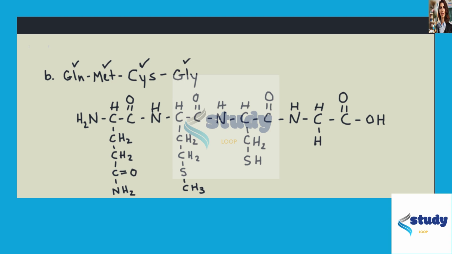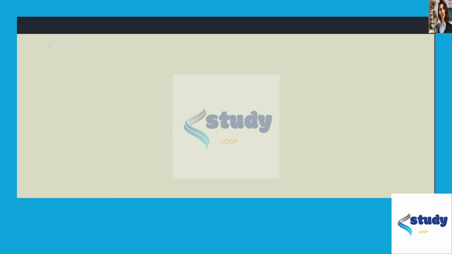Now let's move on to the third one. And this one is going to be glycine, cysteine, methionine, and glutamine. Pretty much the same as the last one, only it's flipped around, so the amino end is going to be on the glycine this time. So let's draw our main chain.